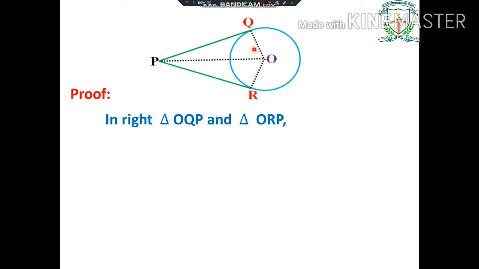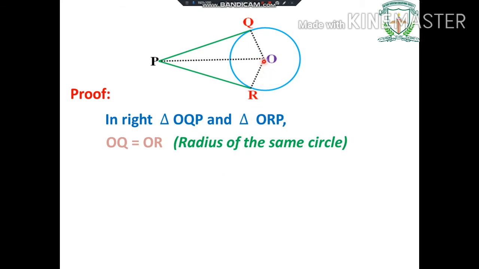Now children, try to find out the sides which are equal in these two triangles. Yes, you can see OQ and OR. They are equal. Why are they equal? They are equal because they are radii of the same circle. Therefore, OQ is equal to OR. They are radii of the same circle.